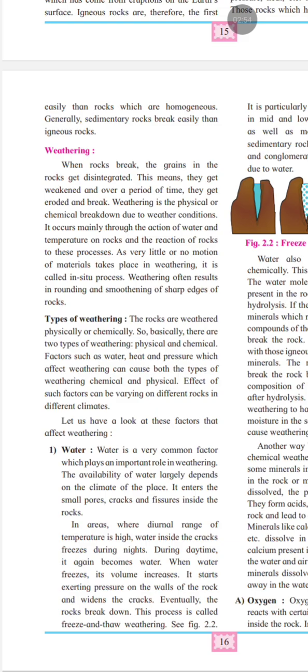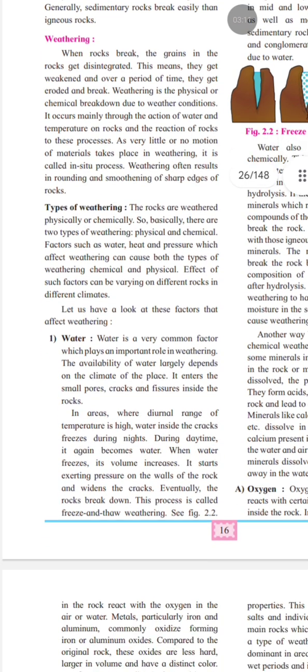Very little or no movement of materials takes place during weathering. Therefore, weathering is also called an in situ process. Weathering can also make the sharp edges of rocks round and smooth.